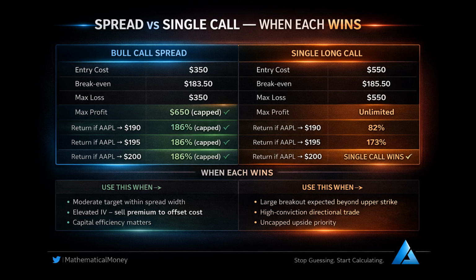The single call wins on a large breakout above the upper strike. If Apple moves to 200, the single 180 call returns $14.50, 264%. The spread is capped at $6.50.